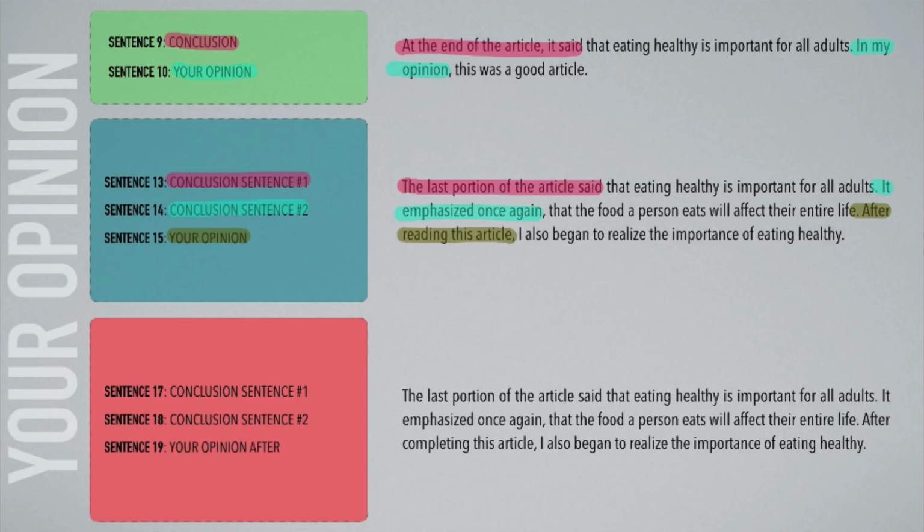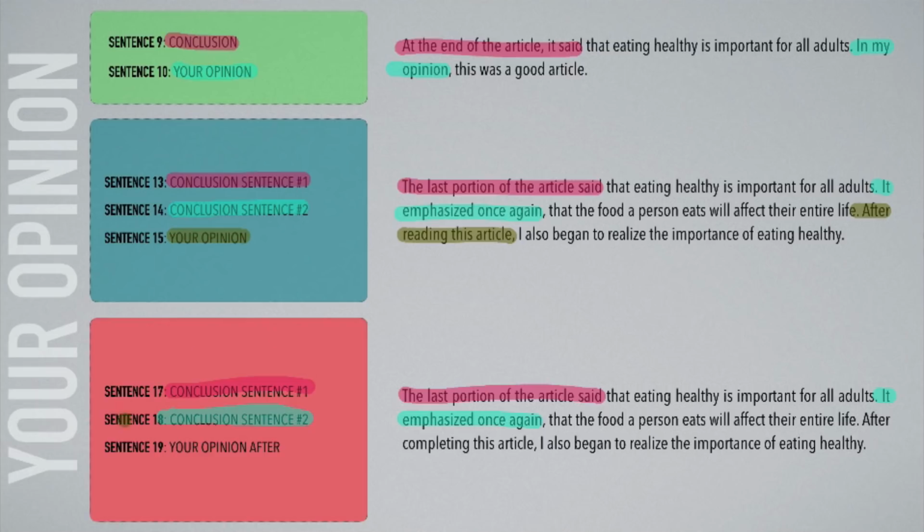And finally, if we go to the bottom and we have our advanced level, the first sentence is the conclusion sentence number 1. And what will you notice? It's exactly the same as the intermediate level. But let's read it. The last portion of the article said that eating healthy is important for all adults. Let's highlight it. The last portion of the article said ... The next sentence says, conclusion sentence number 2. It emphasized once again that the food a person eats will affect their entire life. And let's highlight it. It emphasized once again, the same as the intermediate level.